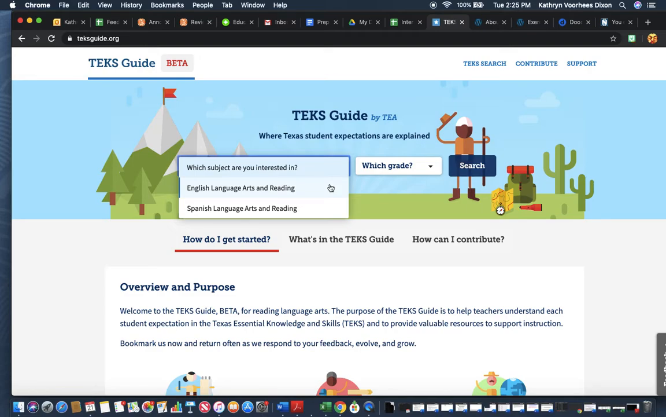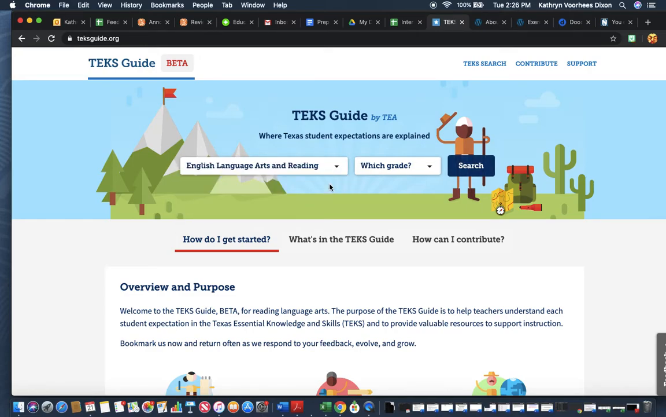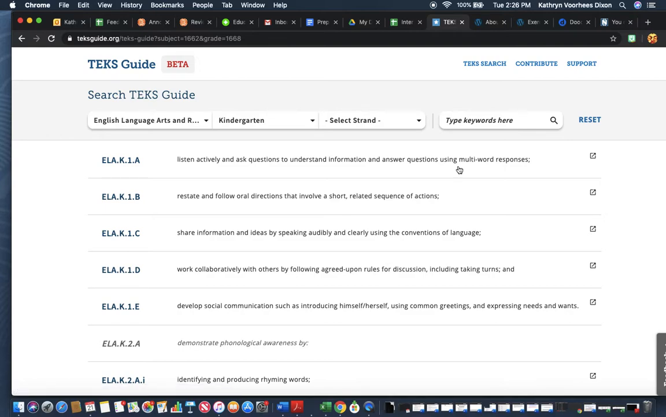So what you'll do is select English language arts and reading and then select a grade. I would go ahead and select kindergarten first just so that you can take a look at the way that the TEKs are aligned, and I'll walk you through that process. So if you select kindergarten, then it gives you all of the TEKs for kindergarten.